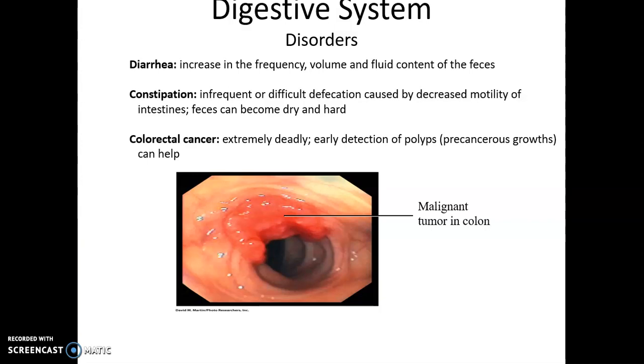And then there's also colorectal cancer. Colorectal cancer is extremely deadly, and because of its deadliness, people when they get to a certain age are recommended to get colonoscopies in order to examine the inside of their large intestine and look for any polyps, these precancerous growths, and then those polyps can be removed so that they never have the chance to become cancerous. And that is it for chapter 24.